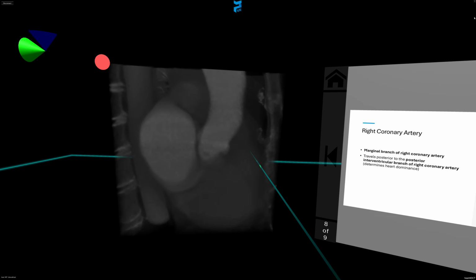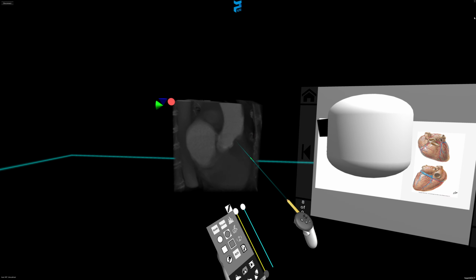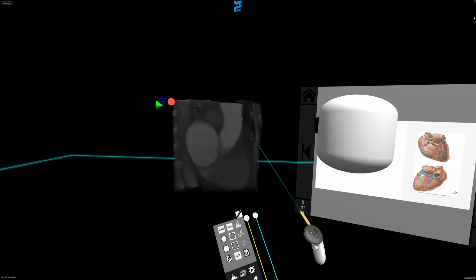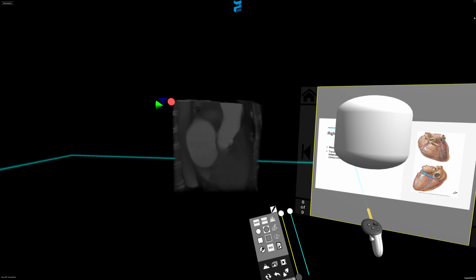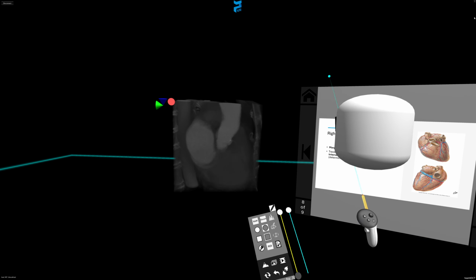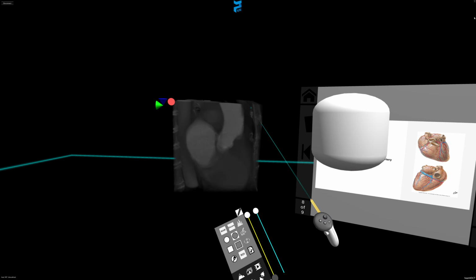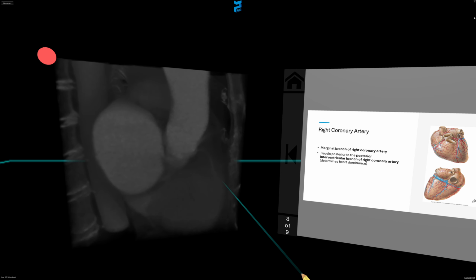This artery, the posterior interventricular branch, is what determines heart dominance. If this posterior interventricular artery comes off of the right coronary artery, then it is considered to be a right dominant heart. While if it comes off of the left coronary artery, which is less common, it is considered to be a left dominant heart.